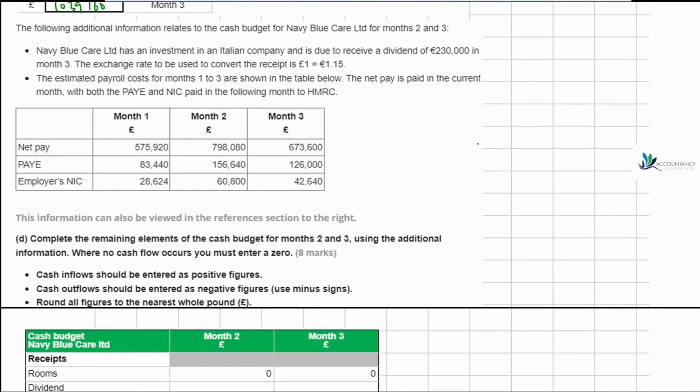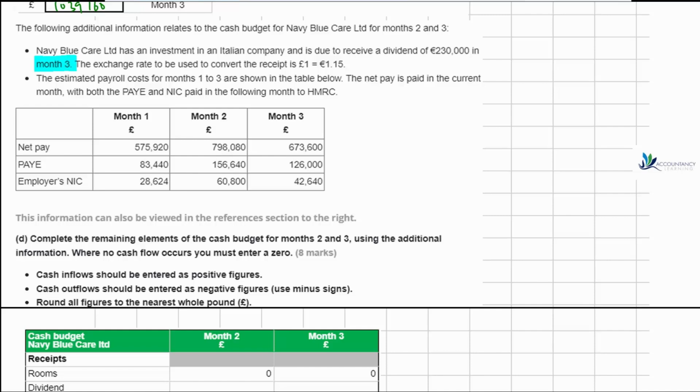We're then told the following additional information relates to the cash budget for Navy Blue Care Limited for months 2 and 3. Navy Blue Care Limited has an investment in an Italian company and is due to receive a dividend of €230,000 in month 3. So again, we do need to read the question carefully and make sure we put the cash flows into the right months. The exchange rate to be used to convert the receipt is £1 sterling is 1.15 euro.